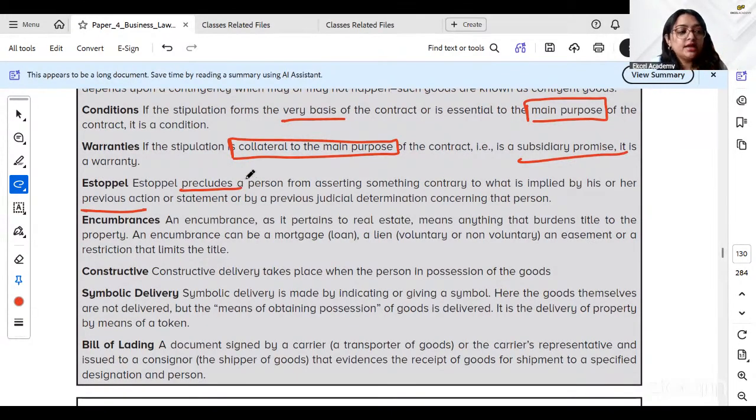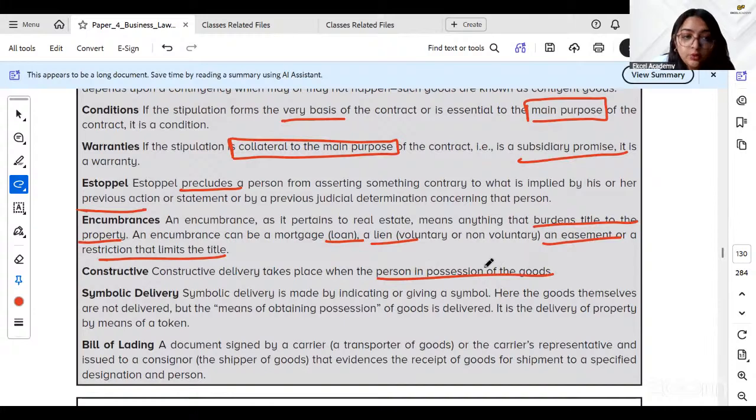You cannot deny that you are not a seller, because you yourself represented yourself to be a seller or someone with the authority to sell the goods. Okay. Encumbrances burden the title to a property, which means you may not have the complete title. It is burdened. So an encumbrance can be a loan, a lien, an easement or a restriction that limits the title. Constructive delivery is when the person is in the possession of the goods.